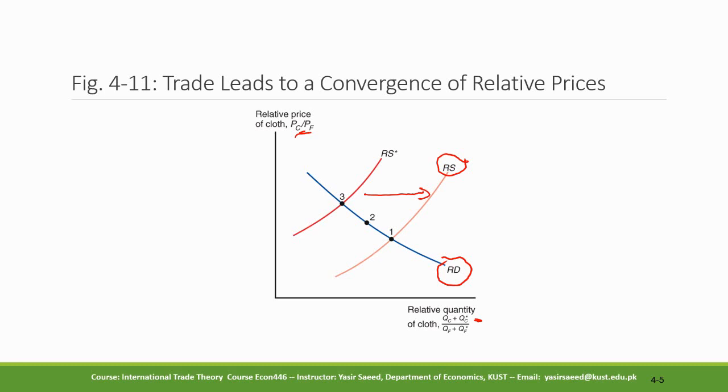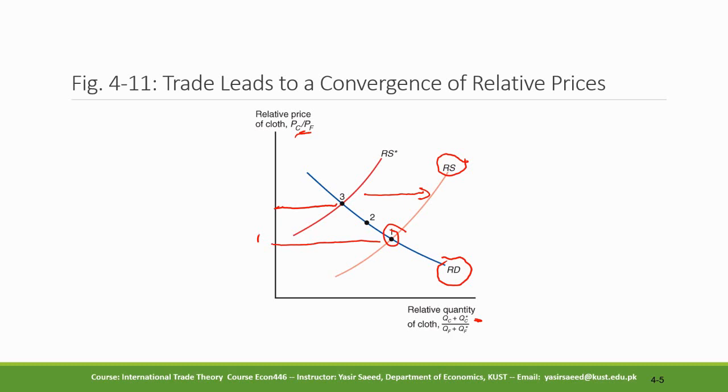Now this leads to different equilibria. In our case, equilibrium number 1 shows that domestically the price of cloth to food will be low because it has more supply. PC by PF in the domestic economy will be low. Whereas in the foreign economy, PC by PF will be high. Why? Because cloth is not produced there, therefore the availability of cloth is scarce and it will increase the overall prices of cloth in the foreign economy.